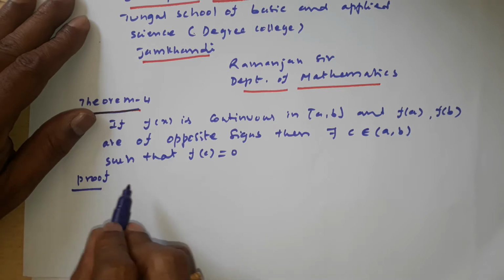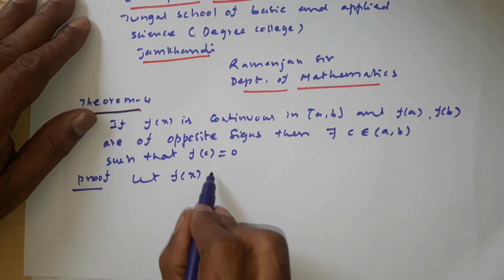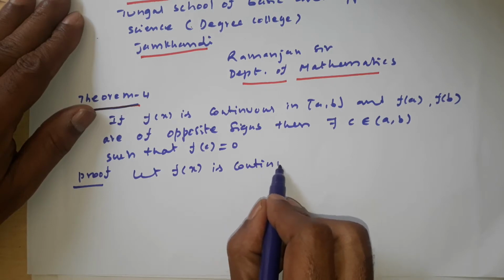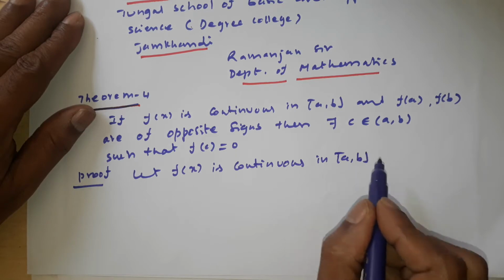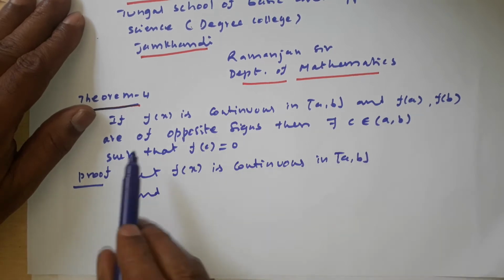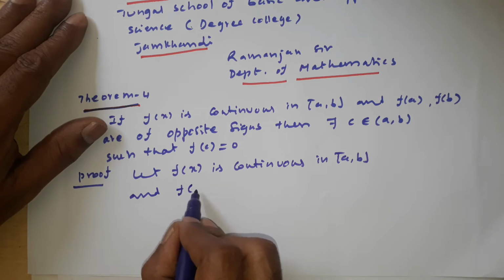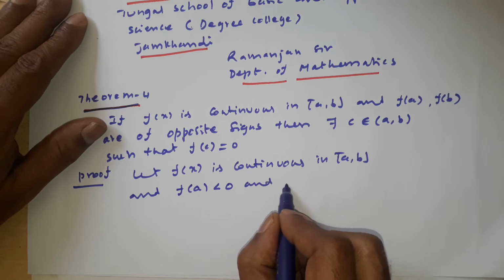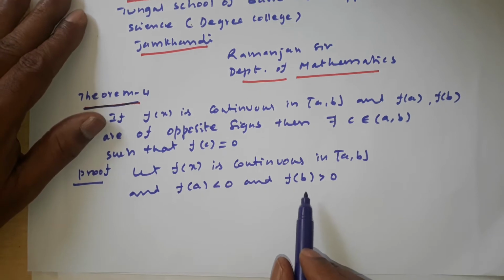See the proof. Let f of x be continuous in closed interval a comma b, that is given in the statement also. And as these two, f of a and f of b, are of opposite signs, I will take f of a less than 0 and f of b greater than 0. So f of a and f of b are of opposite signs.